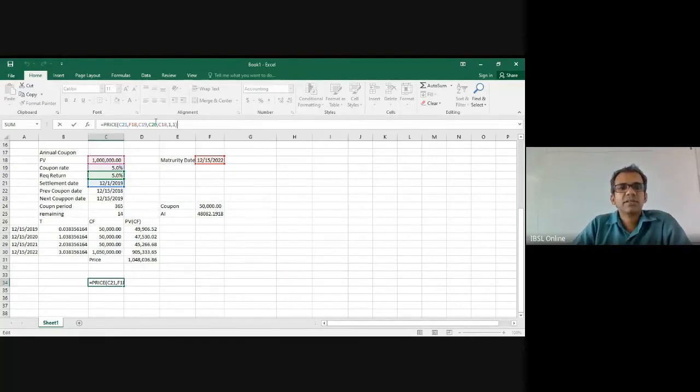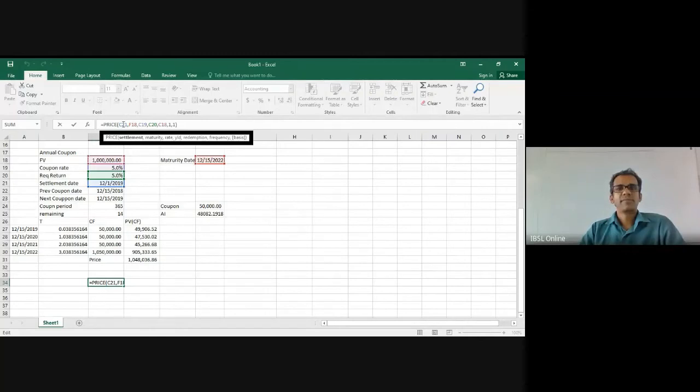Now you can see this is the equation. Just remember what the parameters are. First one is the settlement date. Then the second one is the maturity date. Third one is the coupon rate. Fourth one is the required rate of return, which we call yield. We'll discuss this in a minute. Then the face value, redemption value, frequency, on which frequency you get the coupon, and the day count basis, whether it's actual or actual 360 or 360.